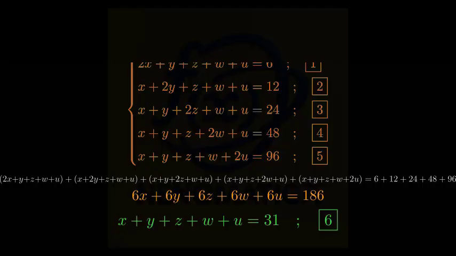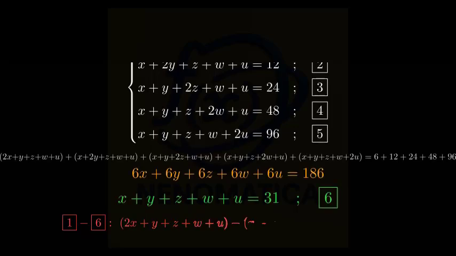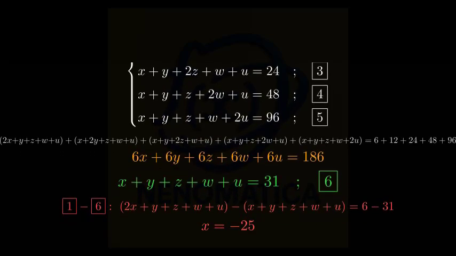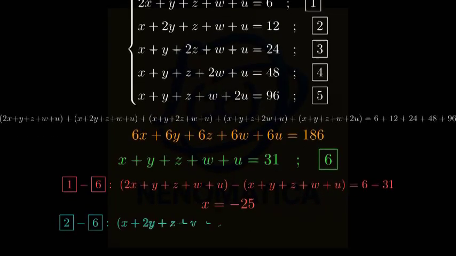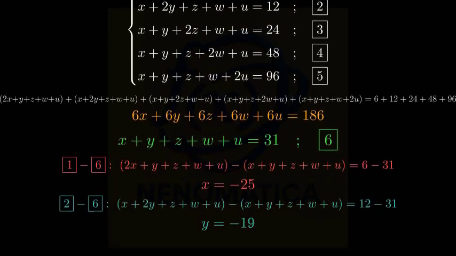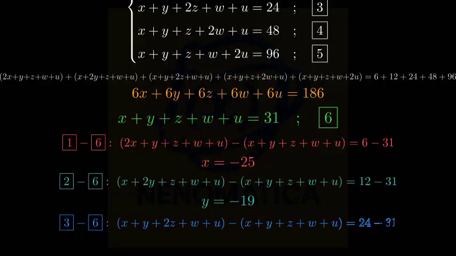Now subtract equation 6 from equation 1 to isolate x. 2x plus y plus z plus w plus u minus the sum equals 6 minus 31, so x equals negative 25. Next, subtract equation 6 from equation 2 to isolate y. That gives y equals negative 19. From equation 3 minus equation 6 we isolate z. We get z equals negative 7.